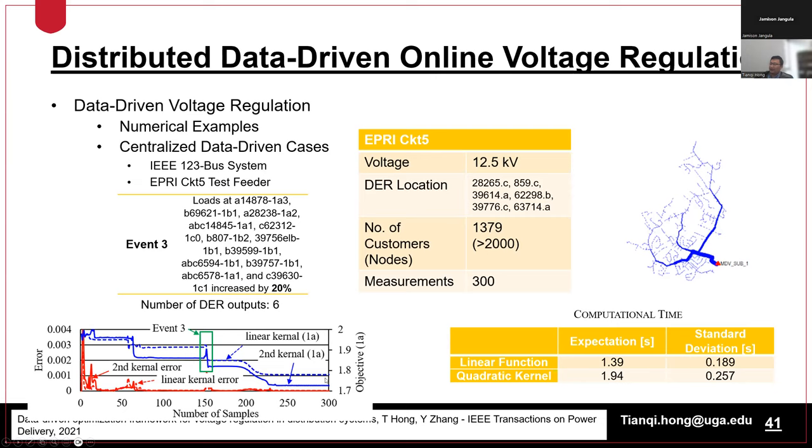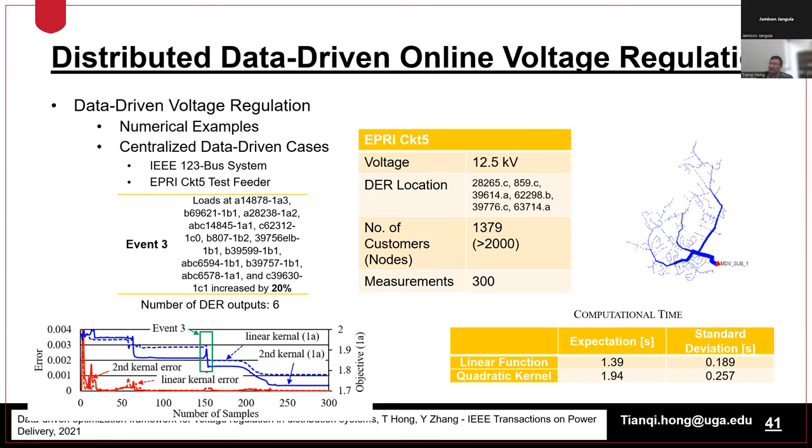And here I also show the computational time of each step for updating the models and the learning. It only takes 1 second. So it's quite fast compared with complex models and does not require a lot of data.